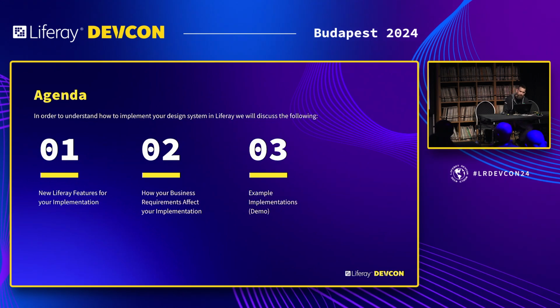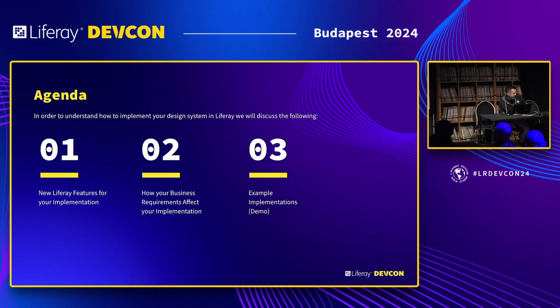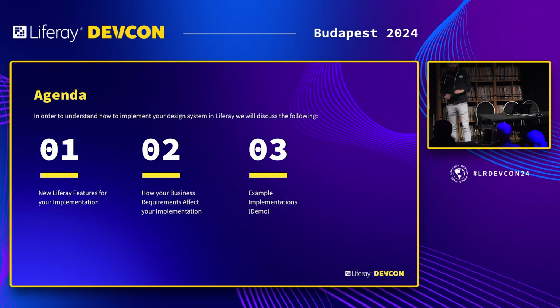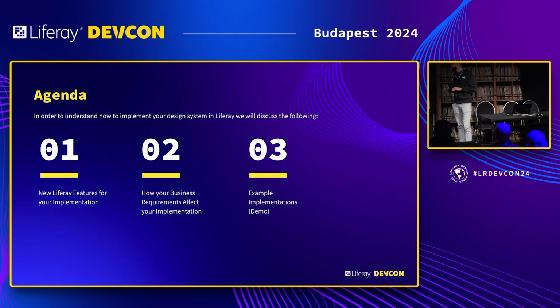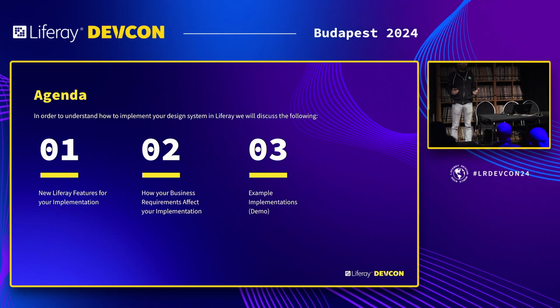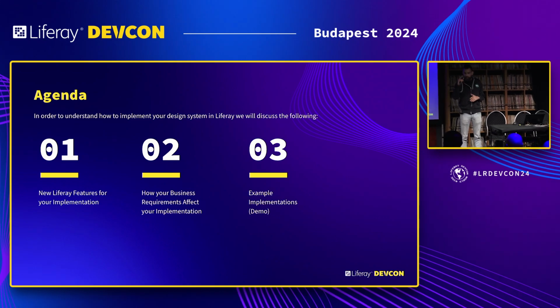So, where are we going to go? First off, let's go ahead and stand up. That's going to be easier. So, the agenda for how we're going to talk about that is we're going to start off by looking at some of the new features in Liferay that will help you to implement your design system. And so a quick overview of that.